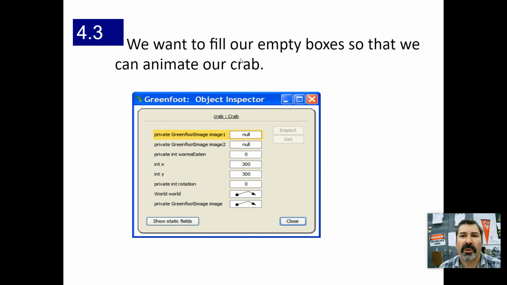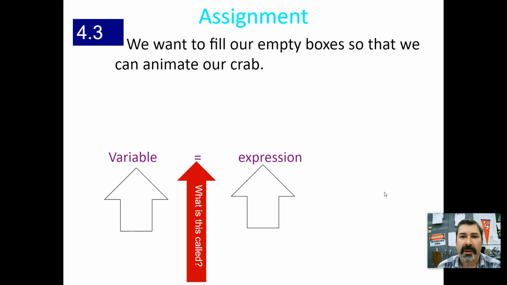All right, we want to fill our empty boxes so that we can animate our crab. Right now we have an empty box called image 1 and an empty box called image 2, but what we need to fill those with is Greenfoot image object robots that are holding pictures that we can use, like, hey, give us picture 1, and then we switch to that picture. Hey, give us picture 2. So it looks like our crab is animated. That's what we want to do. We want to fill our empty boxes.